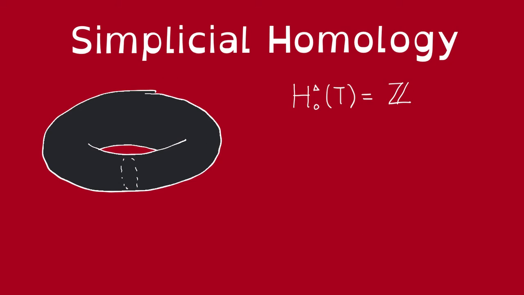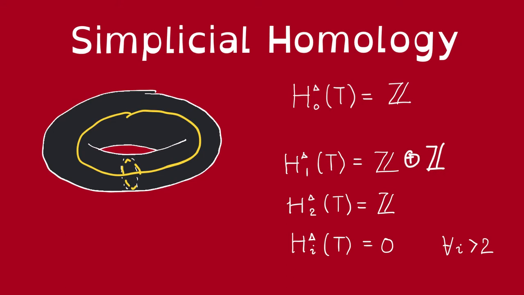Now it has two one-dimensional holes, so H1 must be Z plus Z, and then because the torus has one two-dimensional hole, H2 must be Z. Finally, since it doesn't contain any higher dimensional simplices, its higher dimensional homology groups are all trivial. Alright, so that's the geometric argument.